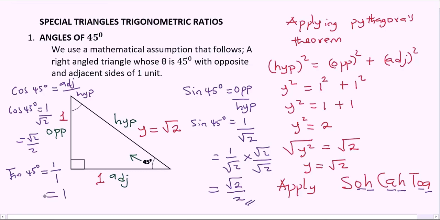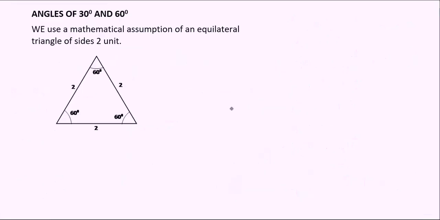Now if you get confused at any point of this lesson, I want you to pause the lesson, then go through the lesson again. Okay, for angles of 30 and 60 degrees, we use a mathematical assumption of an equilateral triangle of size 2 units. Don't mind my capital letter on this. So having said that, if we go further to work on this triangle, let's transform it, we can have something of this nature. I want you to do this together with me. Don't mind my drawing.